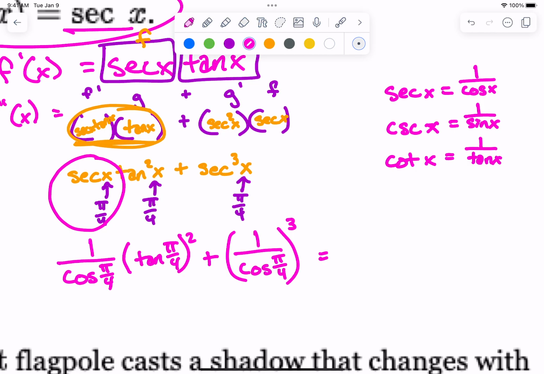Did you get 4.24? No. What'd you get? Well, I got 2 square roots of 2, which is 2.8. No, I did something wrong. I got like 4. Okay, let me try it again. I might have plugged it in wrong. I got 4.24.